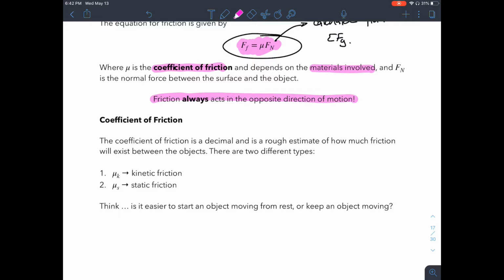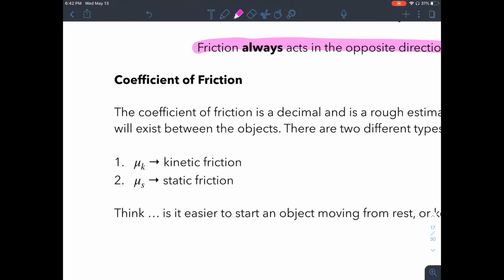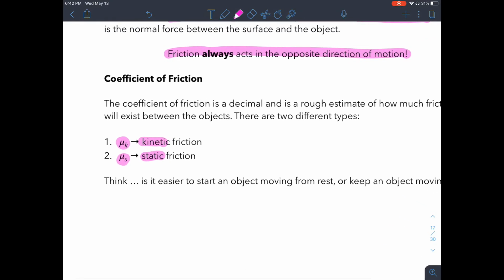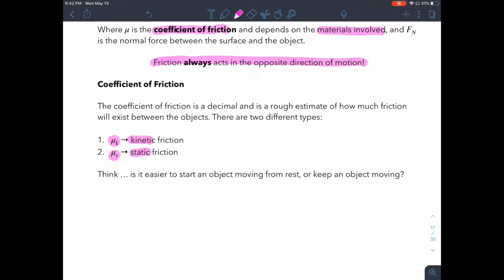So let's talk a little bit more about this coefficient of friction thing. We said there's two different types. There's this kinetic friction and static friction. And we say that there's a mu k and a mu s. Now, there's a difference because if you think about it, is it easier to start an object moving from rest or keep an object moving? I want you to think about that, and we're going to start class with that tomorrow on Thursday. Is it easier to start an object moving from rest or to keep an object moving that is already going?